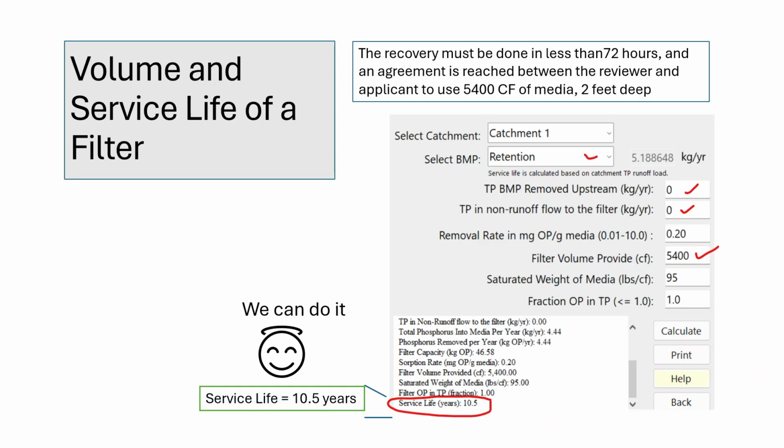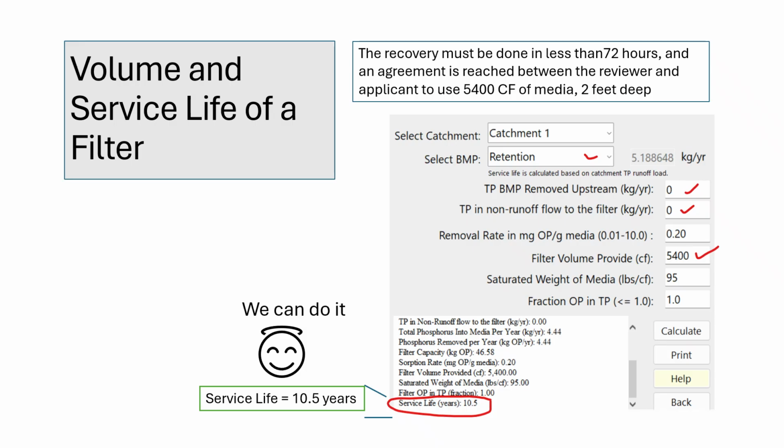Here, we're looking at the critical interplay between the volume of a filter's media and its projected service life. In this particular scenario, the design mandates that the system's recovery time must be less than 72 hours. To meet this requirement and achieve optimal performance, an agreement was reached between the reviewer and the applicant to utilize 5,400 cubic feet of media. Installed to a depth of 2 feet, this specific media volume directly influences the filter's service life, which, in this case, is calculated to be 10.5 years.